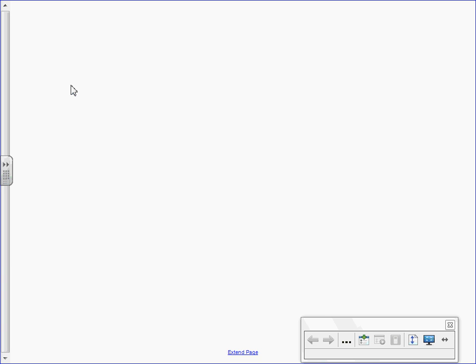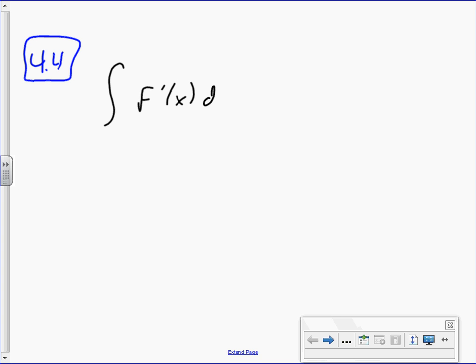So let me give you the notes for the first part of section 4.4 in your textbook. Okay, here's our basic starting point. If you have the antiderivative of a derivative, not just the antiderivative of some random function, but I know that this is the derivative here, and I'm going to take the antiderivative of it, it's going to take me right back to the original function. And you get a plus c. Okay, this is pretty straightforward.